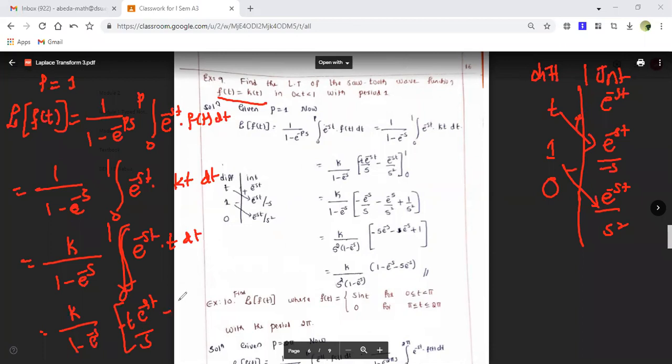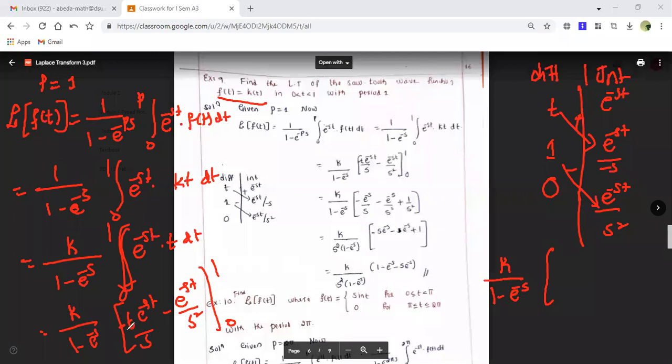This is minus e to the power minus st upon s square, from 0 to 1. So we are applying the values from 0 to 1. If I apply the upper limit, it is k divided by 1 minus e to the power minus s. So if I apply t is equal to 1, this will become simple.